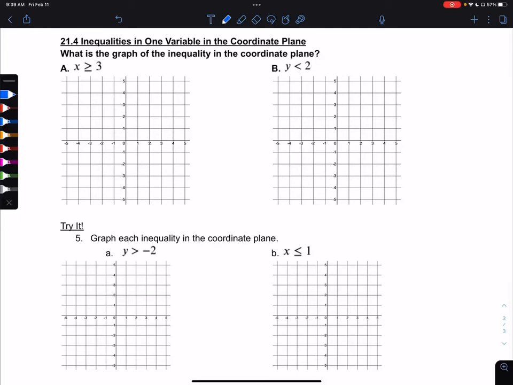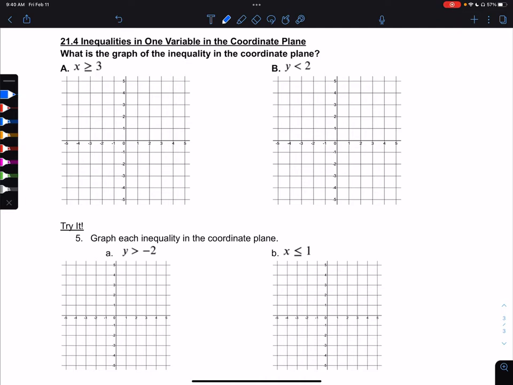Here we're going to look at topic 21, example 4, inequalities in one variable in the coordinate plane. The question states: what is the graph of the inequality in the coordinate plane, and then we have part A and part B. In part A, we only have an x value. They're telling us that x is greater than or equal to 3. So we need some kind of marker within our graph.